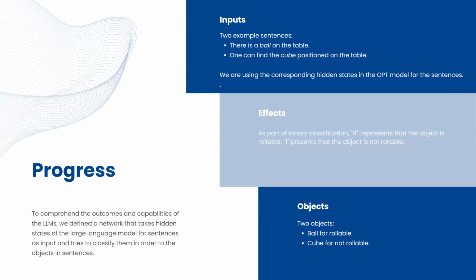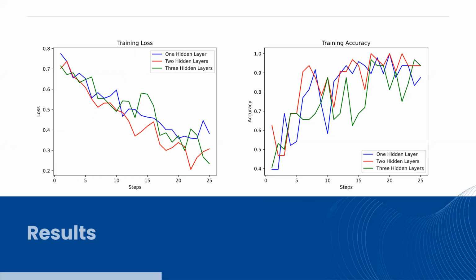Our inputs are basic sentences, which include an object which is rollable or non-rollable. For example, there is a ball on the table, and another example is one can find the cube position on the table. The first sentence includes a rollable word, ball, and the second sentence includes a non-rollable word, which is cube. And here we can see our statistics.